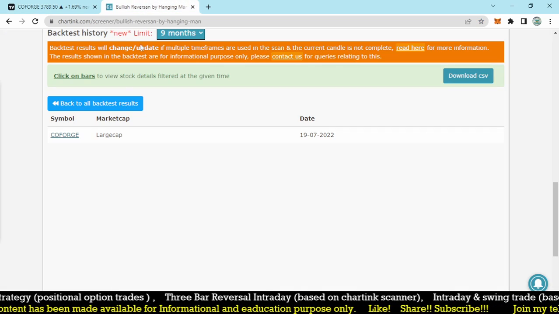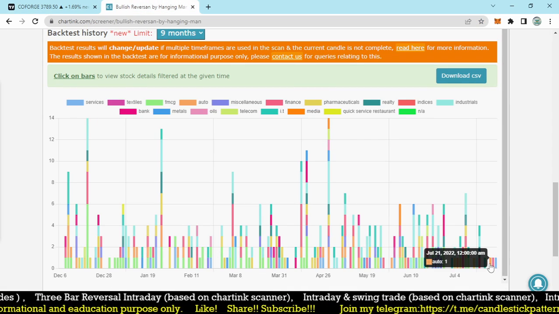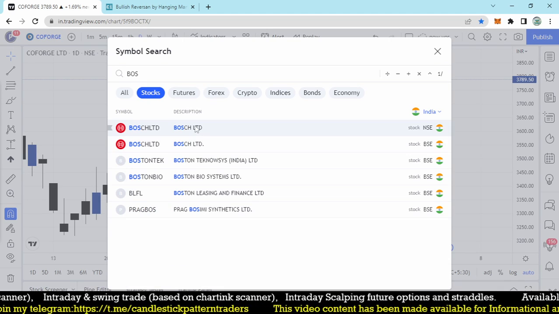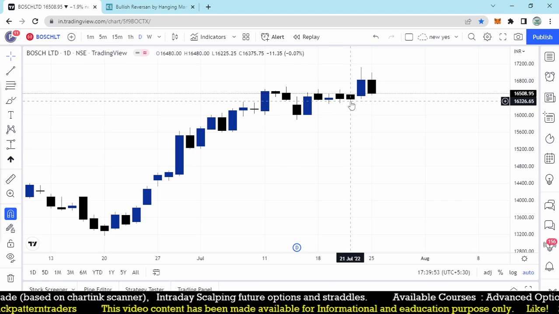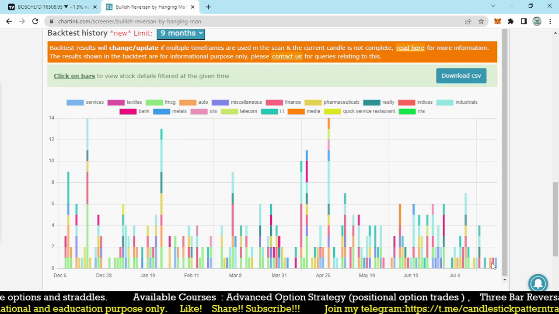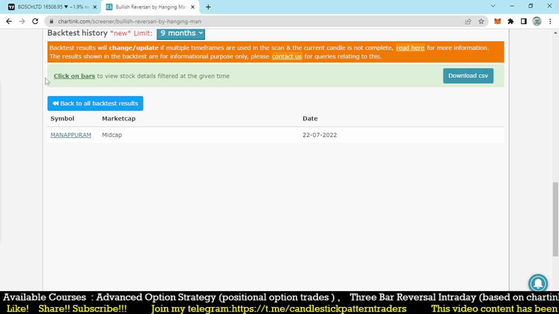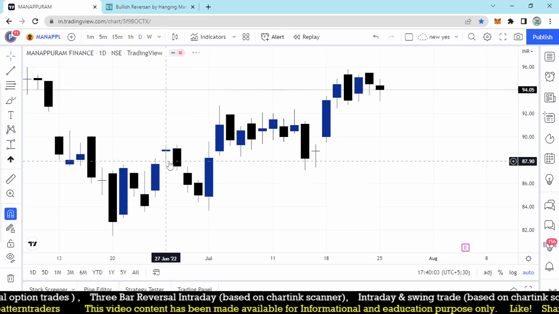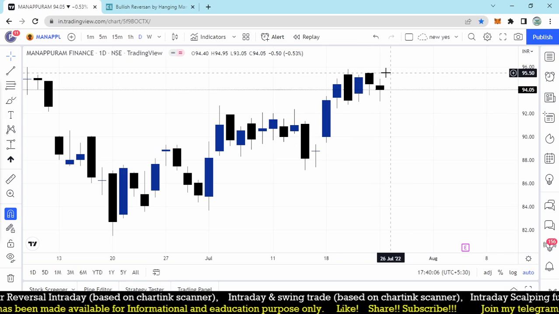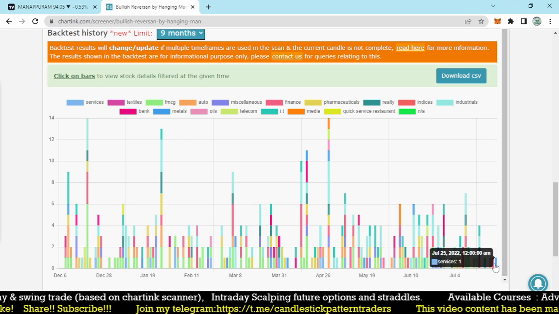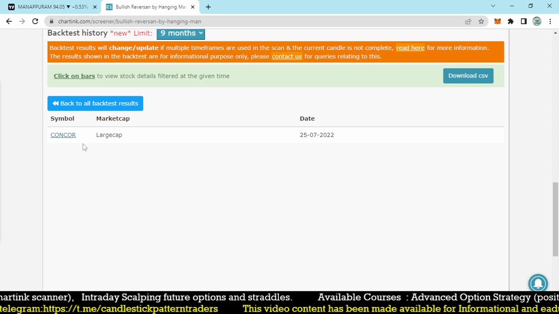And what are the recent stocks? Two days back, on the 21st, Bosch. Here, the next day it moves up. And yesterday, that is Friday, Manappuram. I've been in Manappuram Finance, not giving you an opportunity, right? And today, I think we saw Concor.